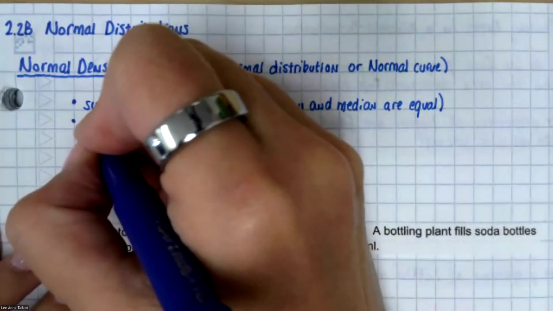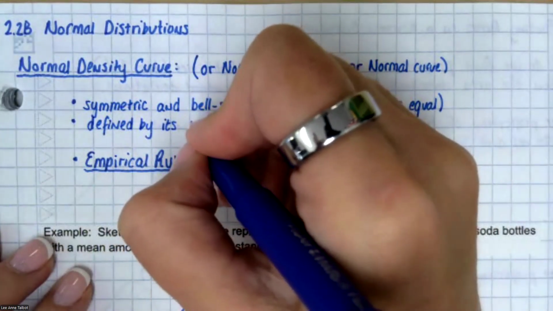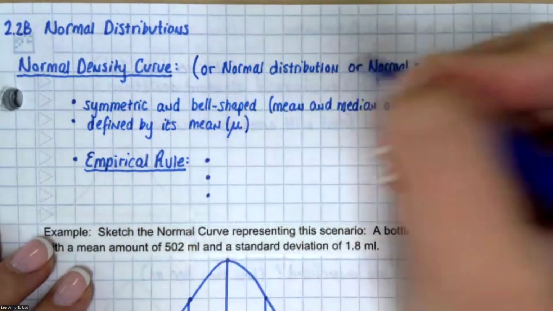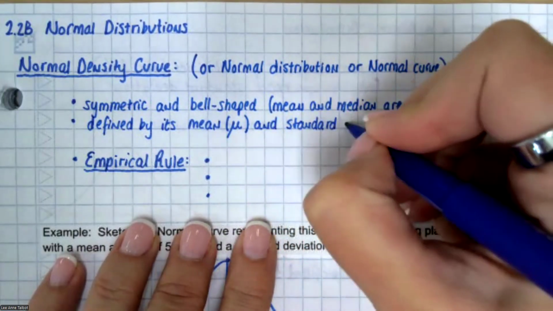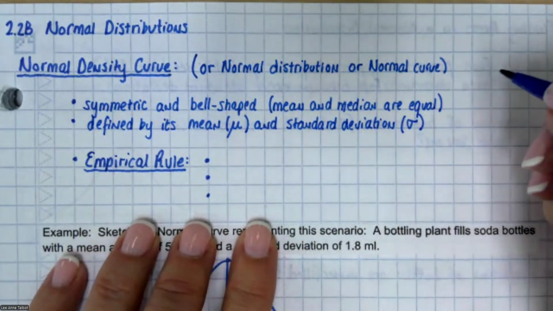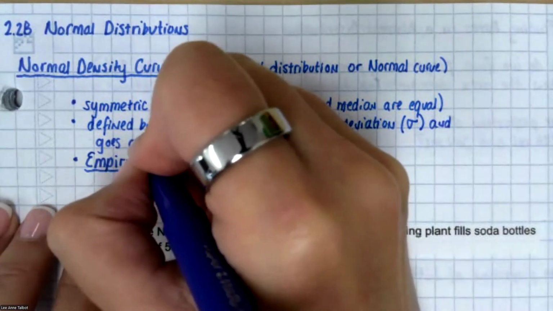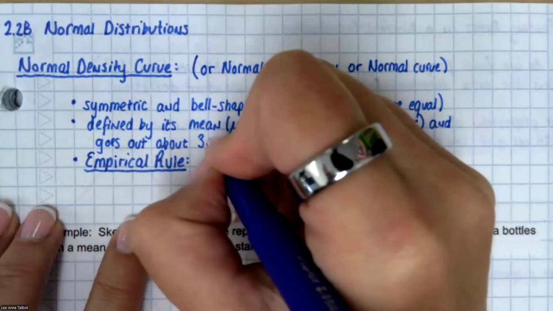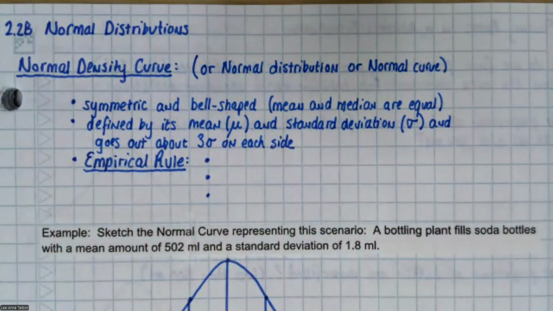Okay. It's defined by its mean, mu, and standard deviation, sigma. And the curve goes out about 3 standard deviations on each side. Okay, really, really big, important, but challenging question.